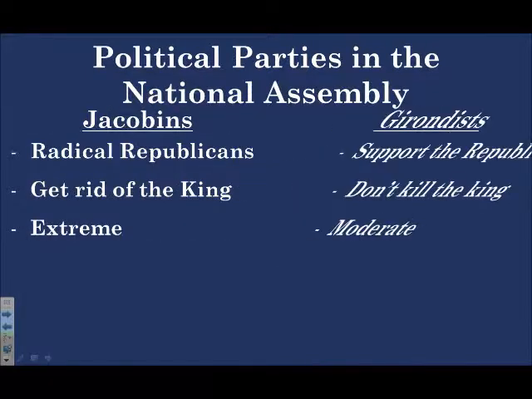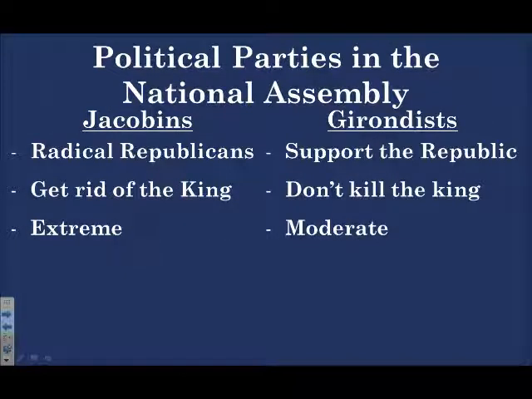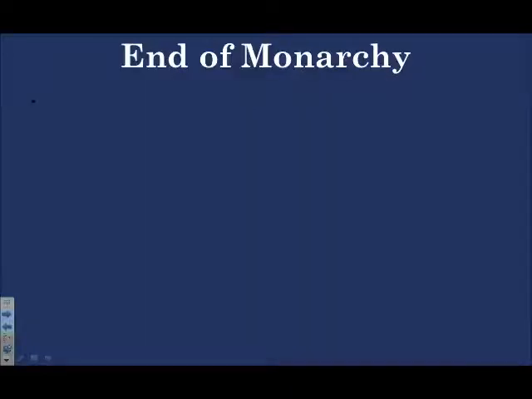But there is an alternative. There are people in the National Assembly who say, yes, we want representation. Yes, we want a republic. But don't kill the king. He's not necessarily a bad guy. And if we kill the king and queen, they're related to the rest of Europe, and we'll have to go to war. So let the king just do his own thing. So the Girondists are much more moderate. But the Jacobins are in the majority.